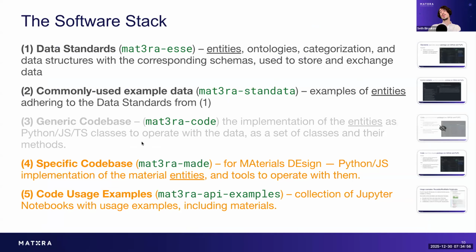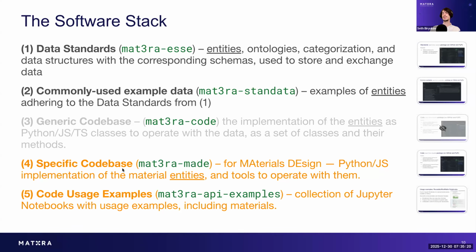Third one is generic code base, Mat3ra code, which has the implementation of all the entities from the previous first part inside of Python or JavaScript classes, which allows us to operate with them. It's used internally, and we're not going to be reviewing it today.